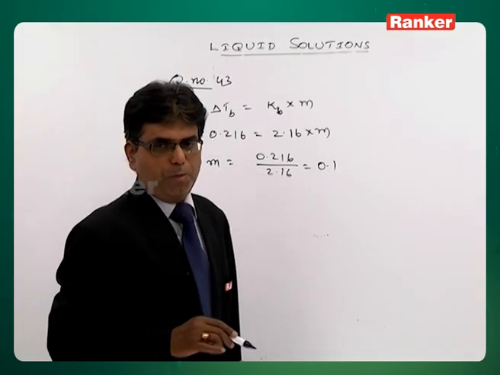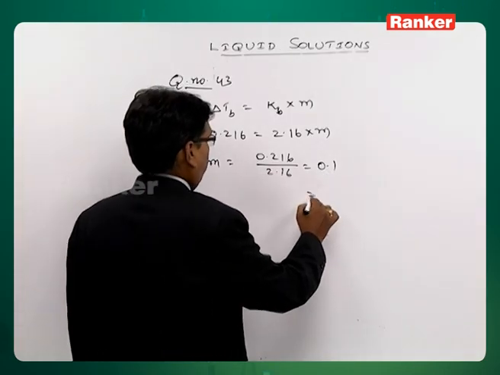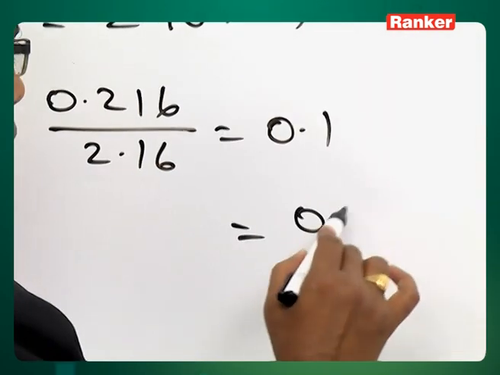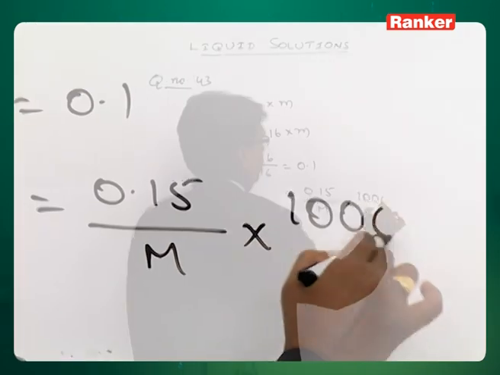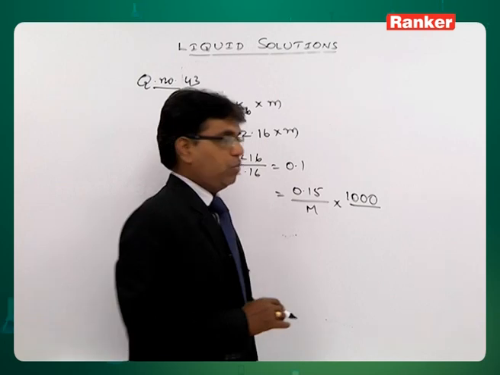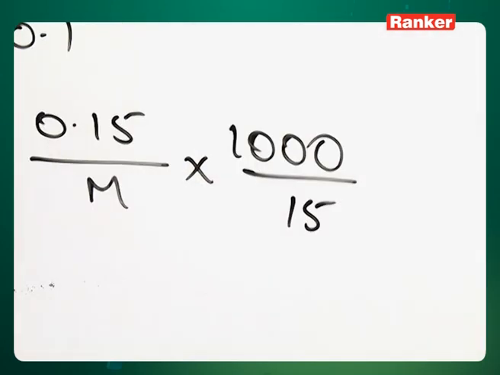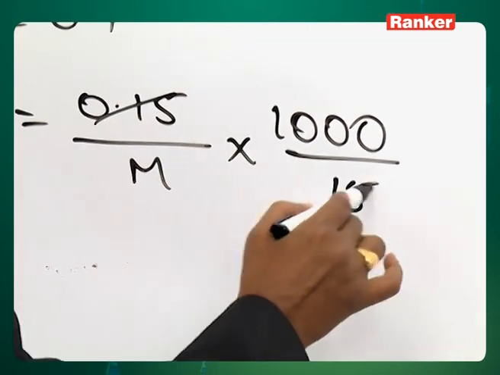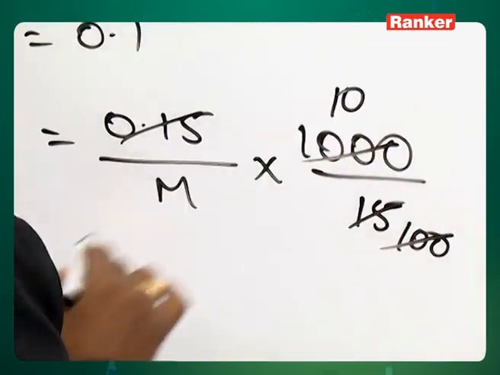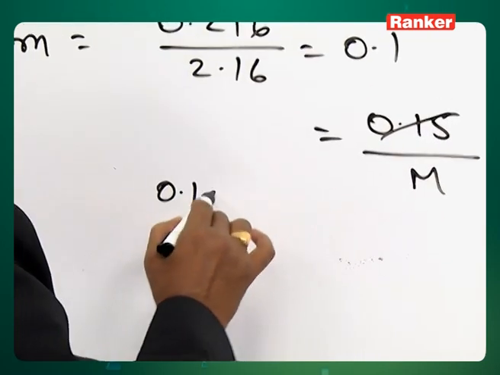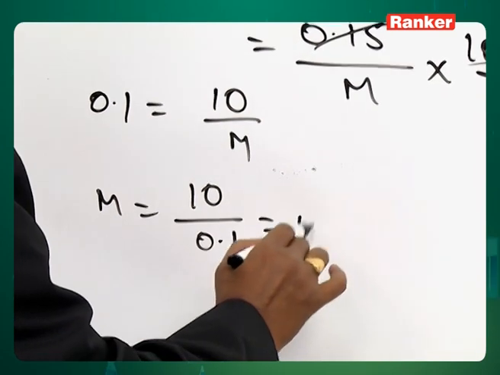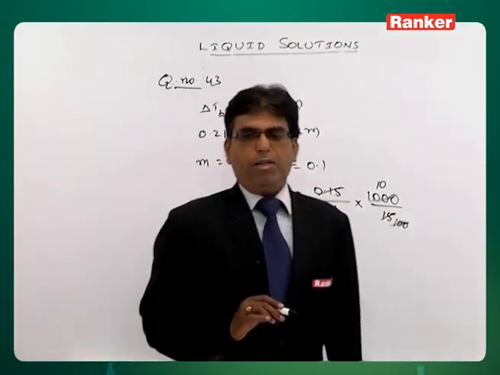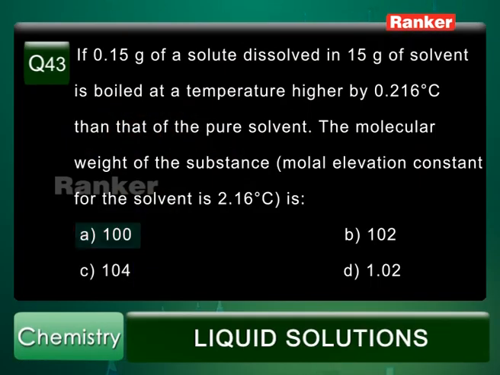So it is 0.1 molal, and this is equal to weight of solute, that is 0.15 gram, by molecular weight into 1000 by weight of solvent, given as 15 grams. Now if you do this, 1000 by 15 into 0.15 gives 10. So 0.1 is equal to 10 by M, M is equal to 10 by 0.1, that is 100. So the molecular weight of the solute is 100. So the correct option is option A.